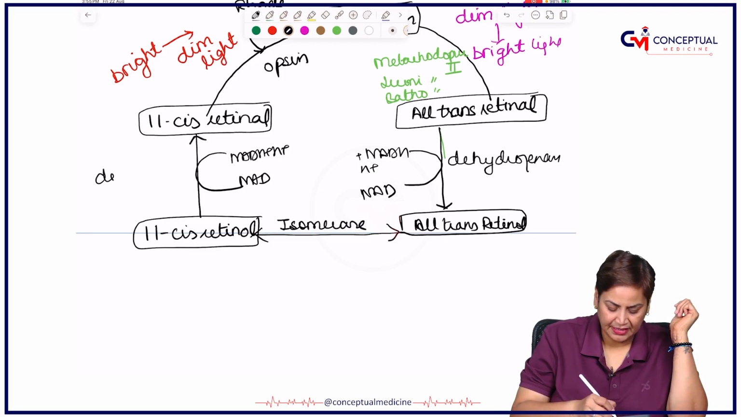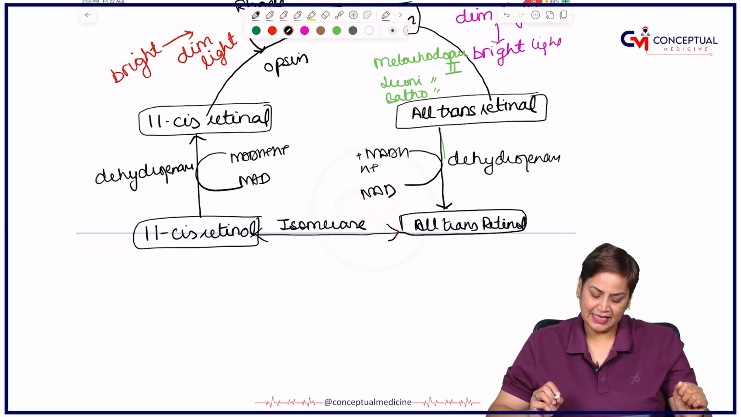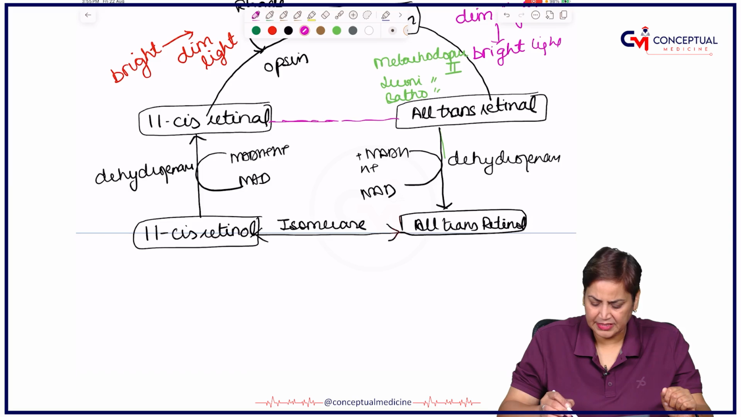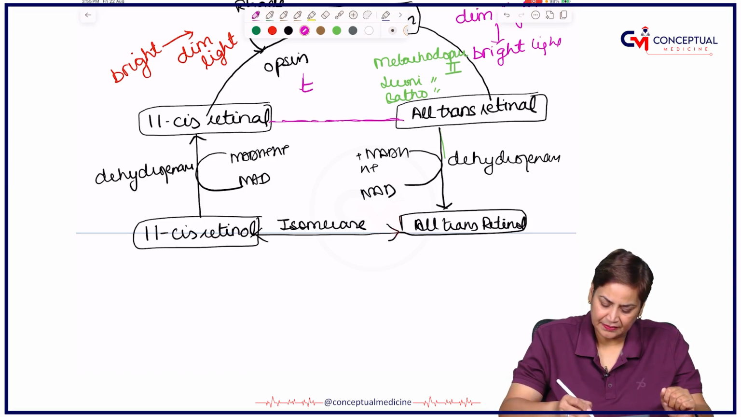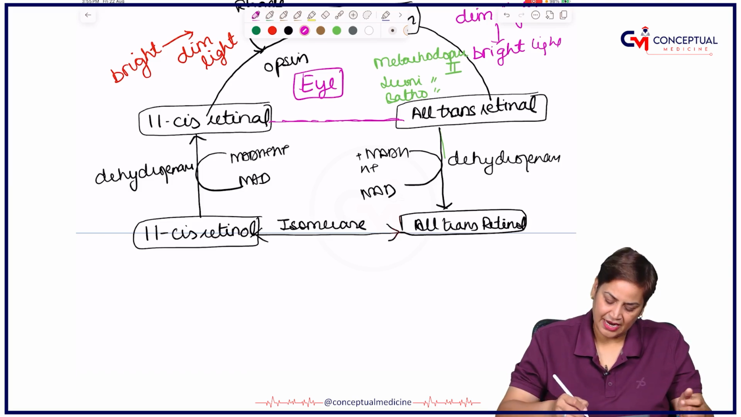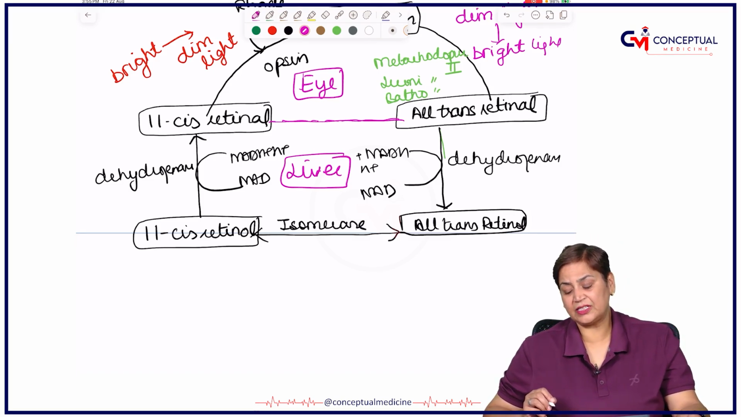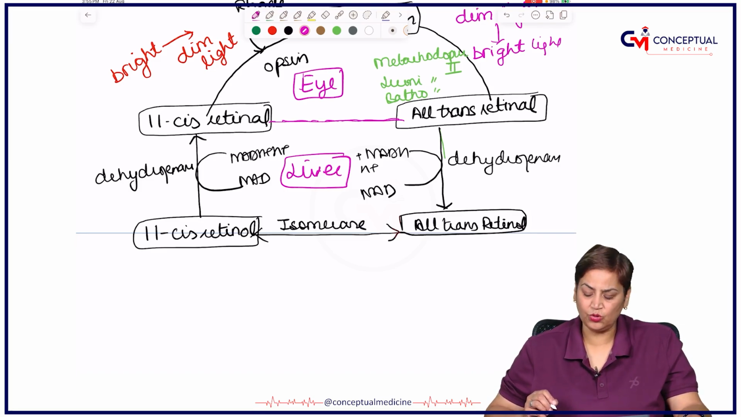So the enzyme is dehydrogenase. So I can say that this particular reaction is taking place in the eye, and this particular reaction is taking place in the liver. So I can say that dehydrogenase, which is converting all-trans retinal to retinol, is present in the liver. Then by isomerase it will be converted into 11-cis retinol, which will then by dehydrogenation be converted into retinal.